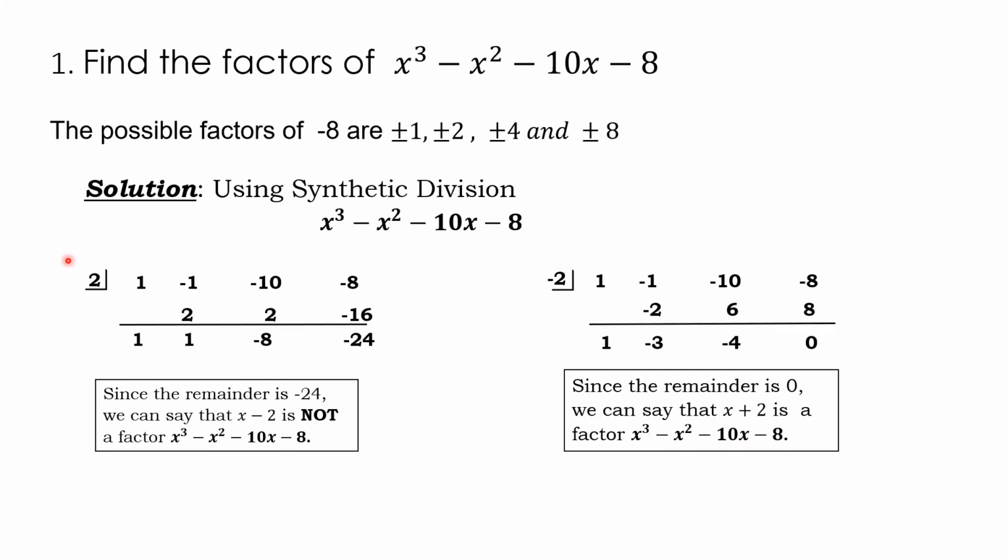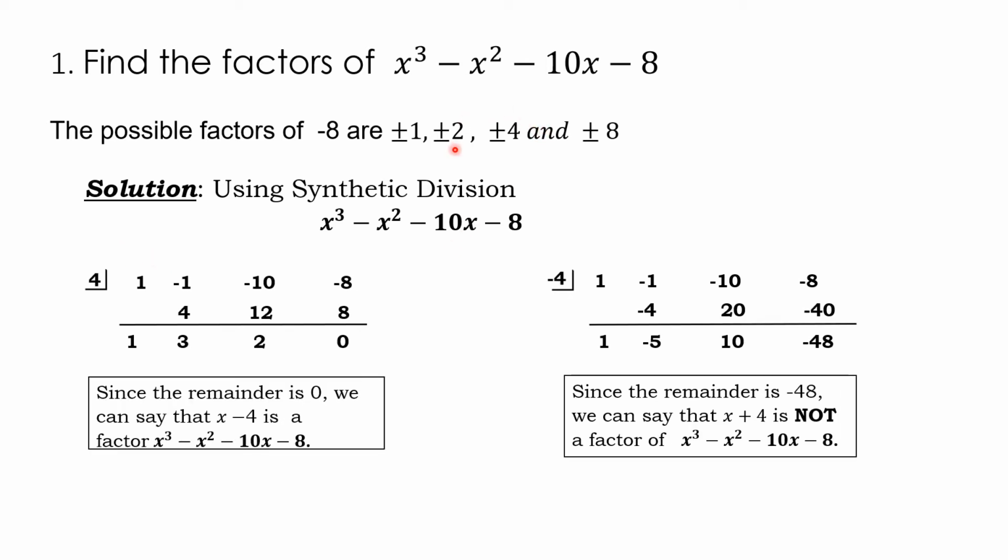Okay, for the next one, nag-try ng positive 2 naman. Okay, and then negative 2. So, ganun lang ulit yung process, and then tingnan natin yung remainder dito, negative 24. So, we can say that x minus 2 is not a factor of x cubed minus x squared minus 10x minus 8. So, trinay din yung negative 2 naman. Okay, dito, negative 2. So, iisa-isahin yan. So, nung yung negative 2 ang ginamit, ang sagot ay 0 as a remainder. So, we can say that x plus 2 is a factor of this polynomial. Okay. So, meron na tayong dalawa.